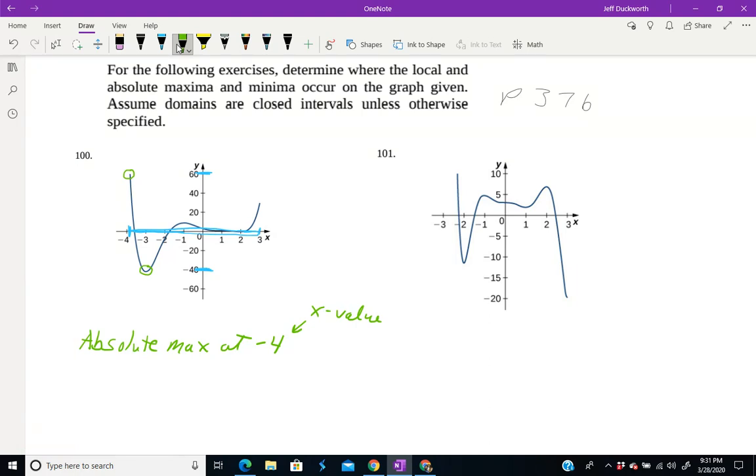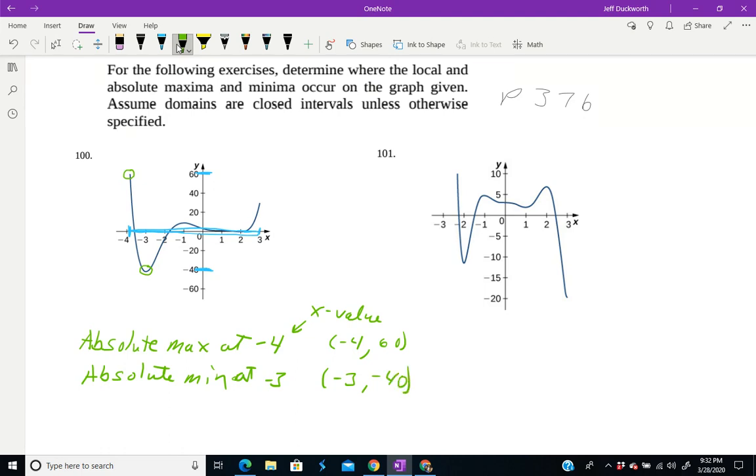So we can put it as a point. -4 and 60 is the point of interest there. All right, and then we have an absolute minimum. And that looks to be at -3. So it looks like it's the point -3 and -40.